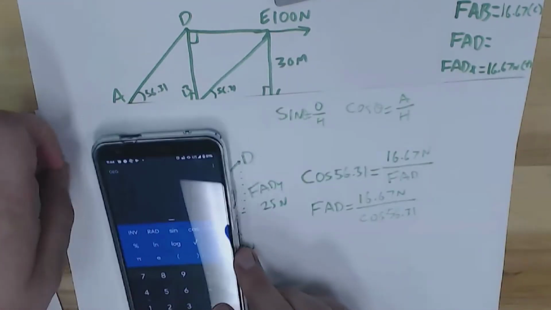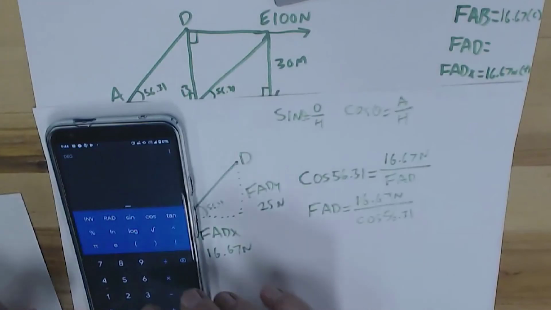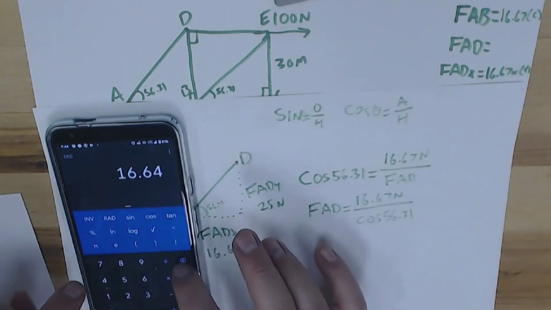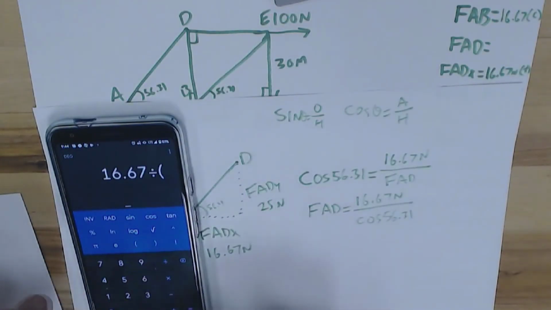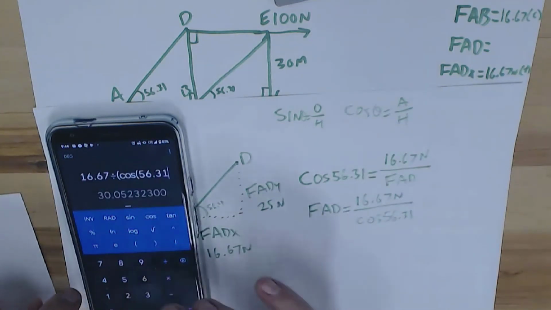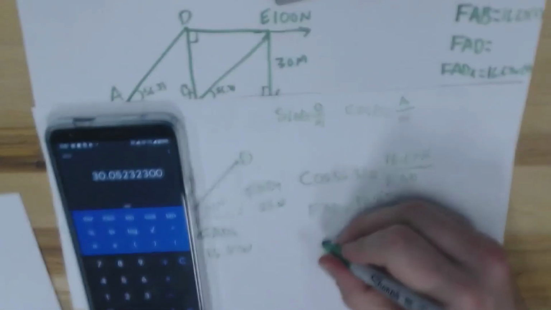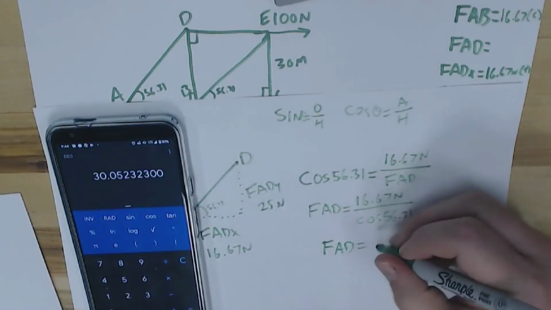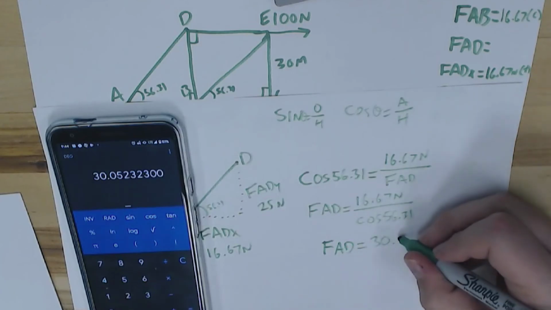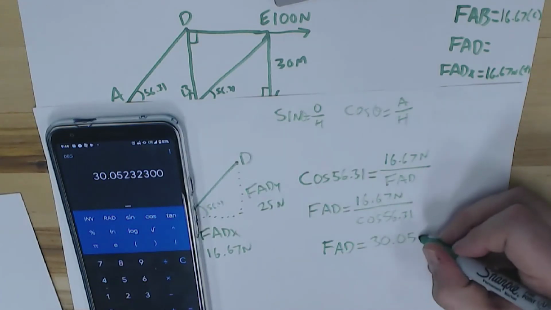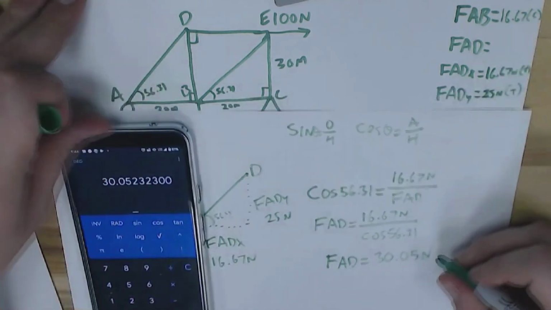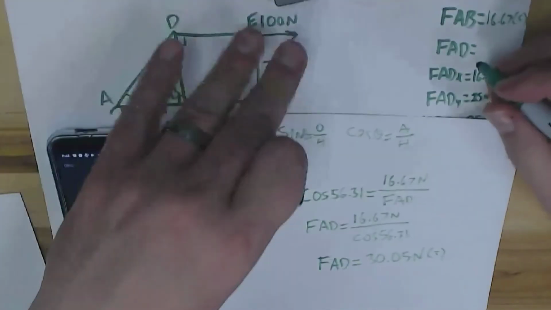16.67 divided by cosine 56.31. And I end up with an FAD of 30.05 newtons. And again, I know that's in tension because the component forces are in tension.